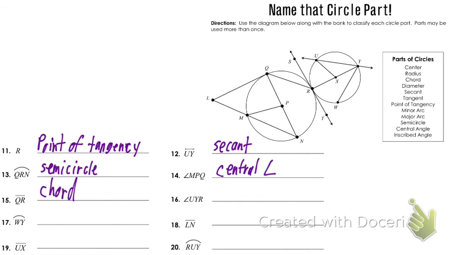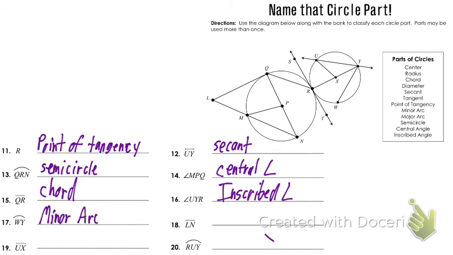16, angle UYR. Max? Inscribed angle. I'm going to call some different people for these. 17, arc WY. Anna. Yep, it's a minor arc, less than 180. And it's only 2 letters.